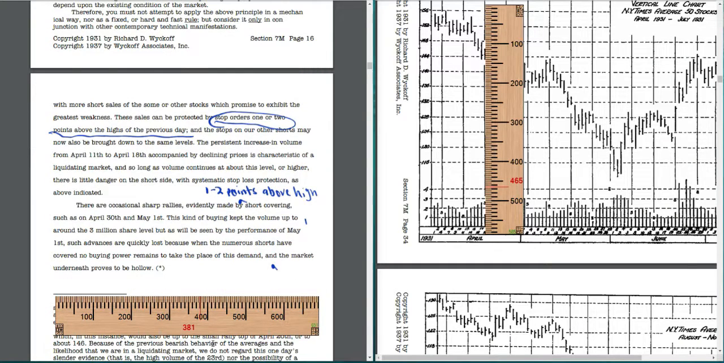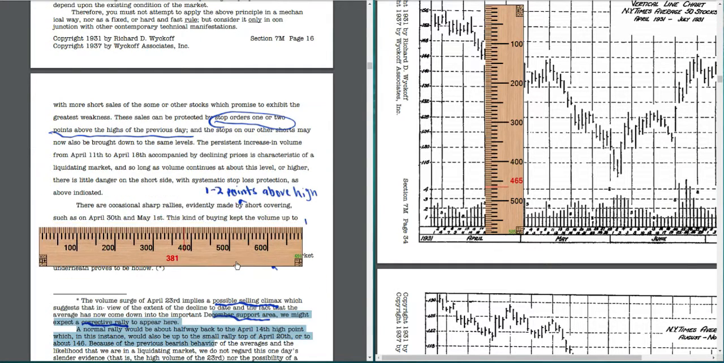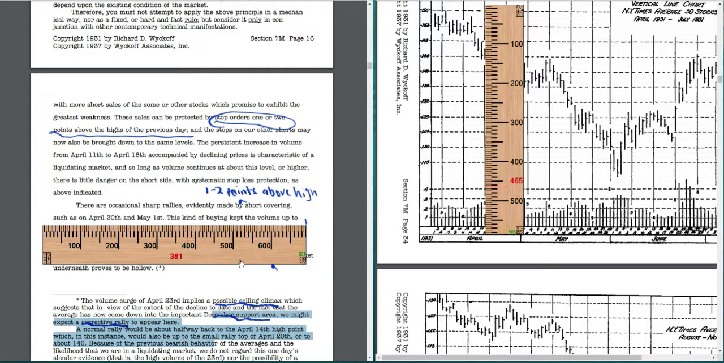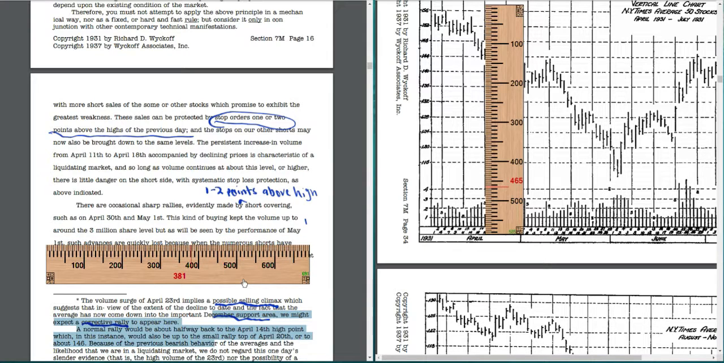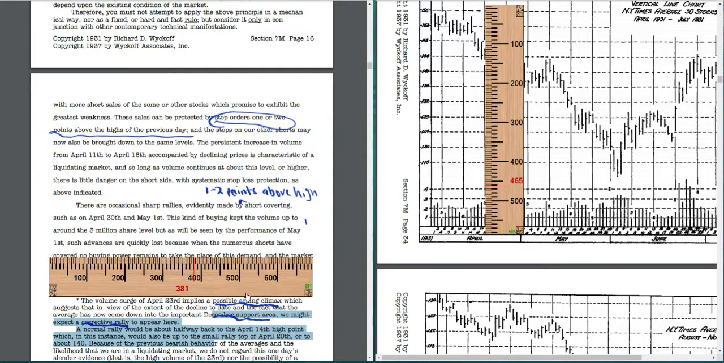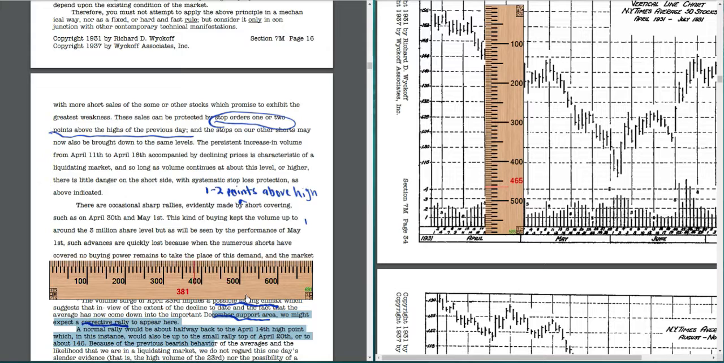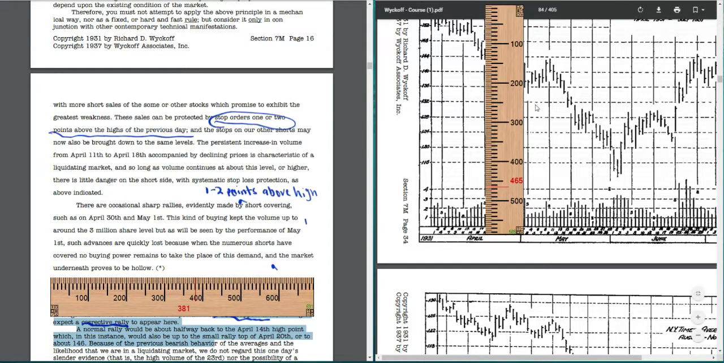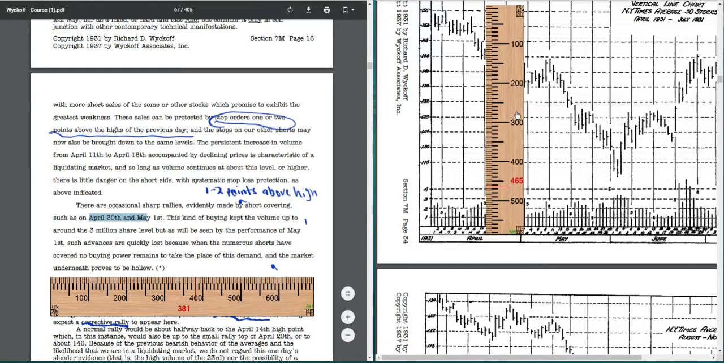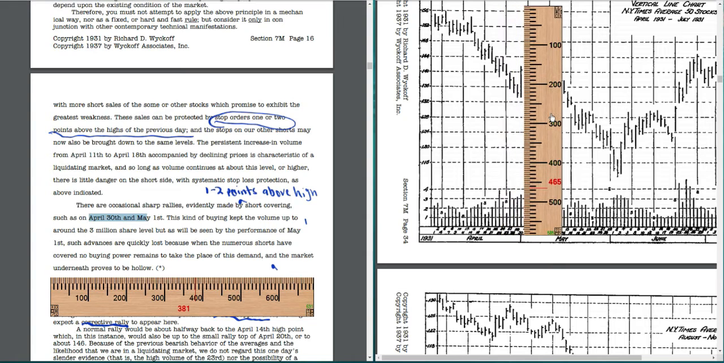There are occasional sharp rallies evidently made by short covering, such as on April 13. This kind of buying kept the volume up to around 3 million, but will soon be seen by the performance of May 1st. Such advances are quickly lost because they've covered. Once they're covered, there's no buying power left, and underneath proves to be hollow.